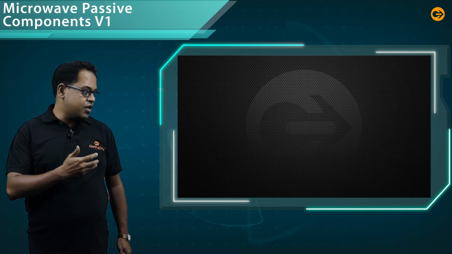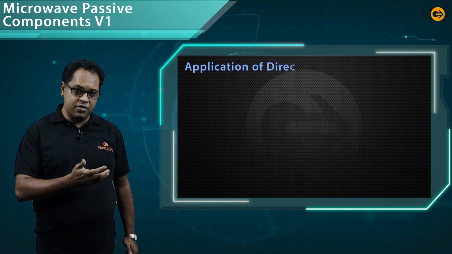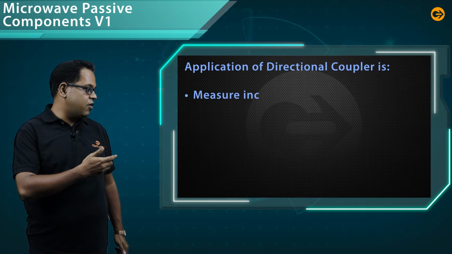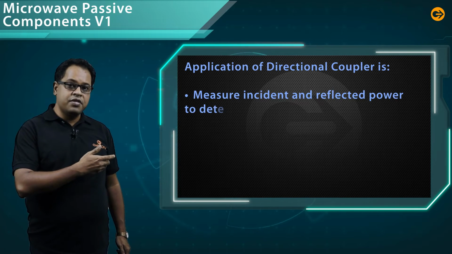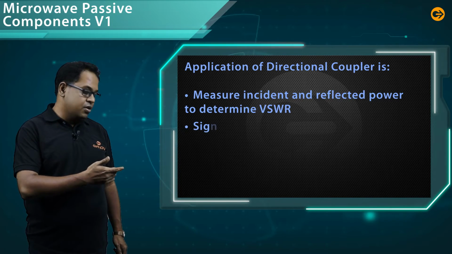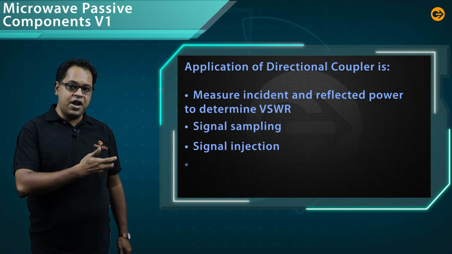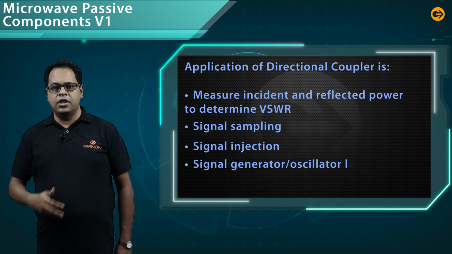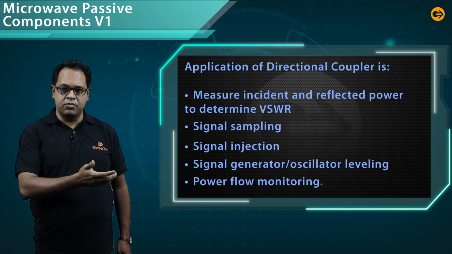Lastly, we are going to discuss the applications of the directional coupler. The application is to measure incident and reflected power to find VSWR. Second one is signal sampling. Third one is signal injection. Fourth is signal generation or oscillator leveling. The last application of the directional coupler is power flow monitoring.